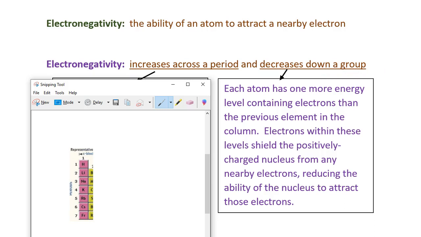Each atom has one more energy level containing electrons than the previous element in the column. Electrons within these levels shield the positively charged nucleus from any nearby electrons, reducing the ability of the nucleus to attract those electrons. For example, an atom of francium has a lot of electrons, 7 levels worth. All those layers of electrons block the positively charged nucleus from being able to influence additional electrons.